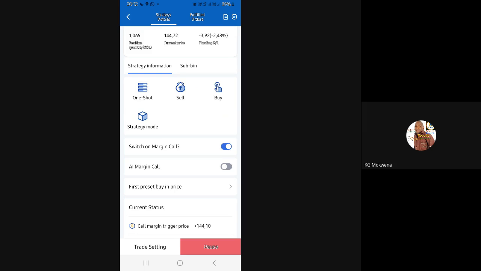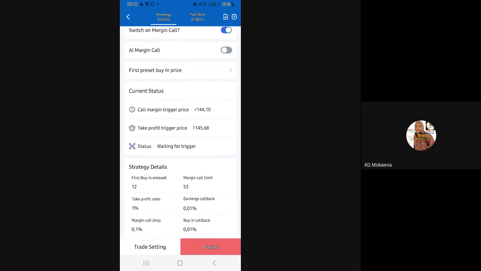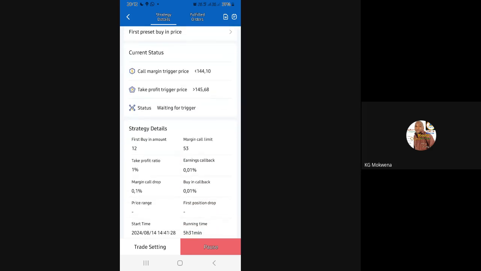It's $144.10, which is very, very close to where the current price is. Current price, everybody can see on top there, it's now $144.85. So now let's go down and check your margin call drop at point 1. There is your margin call drop.